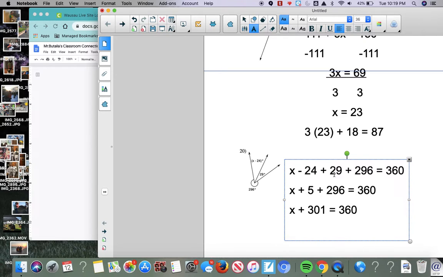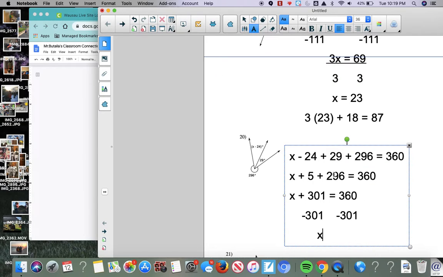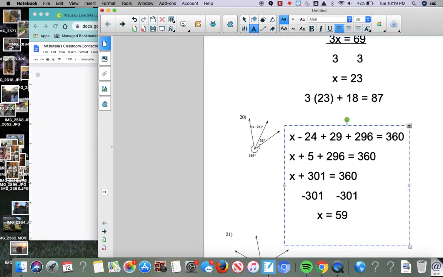And I'm going to subtract 301 from both sides. And that's going to leave me with x equals 59. And again, notice this says x equals 59. Notice I have to plug it back in here. So now I have to do 59 minus 24. And so that angle is actually going to equal 59 minus 24, which gives me 35 degrees.